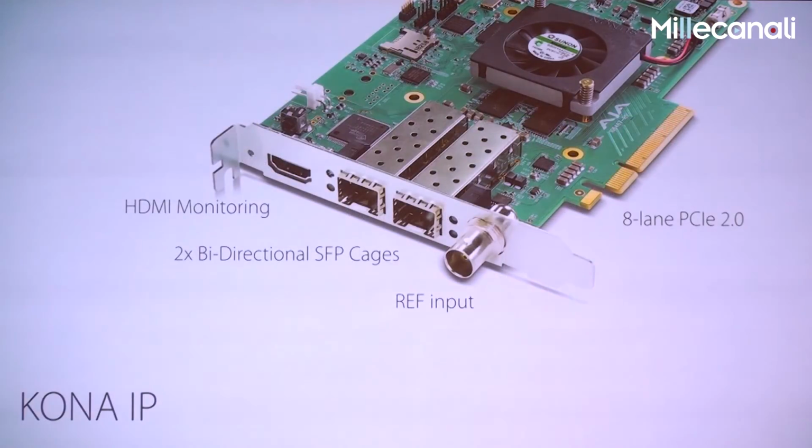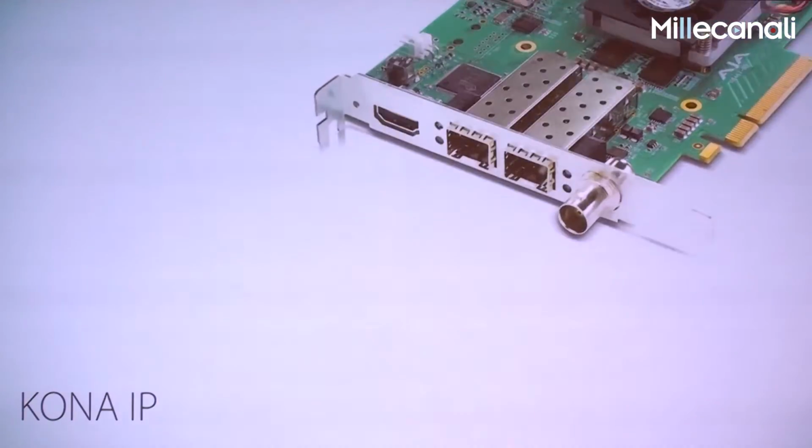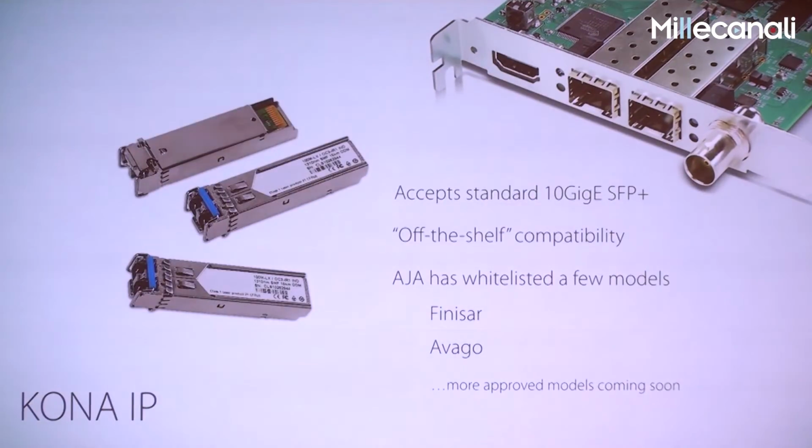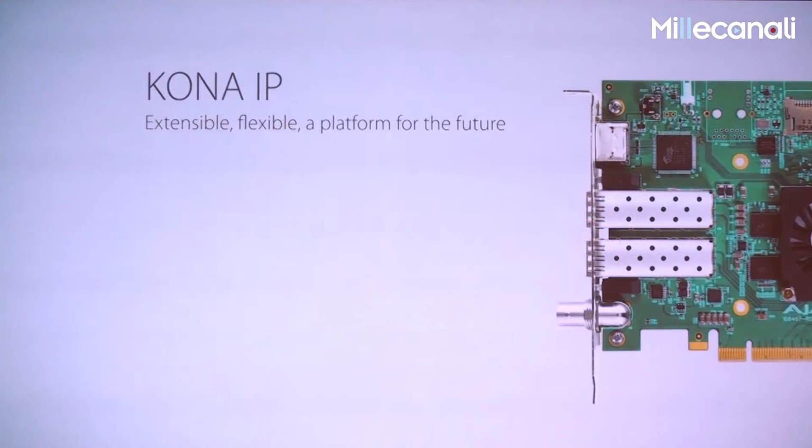A quick look at the connectivity, pretty straightforward because it's IP video. There's an HDMI output on it, which is really nice if you have to monitor locally but have IP video traveling distance. 2 SFP cages, which I'll talk about, a reference input, and it is an 8-lane PCIe 2.0 card. Those SFP cages take standard off-the-shelf 10 gig E SFP Plus modules. So these can be purchased off Amazon or any integrator. Standard stuff, nothing proprietary going on. And for optimal performance, we have whitelisted a few models initially from those 2 companies and more on the way. And they're all readily available anywhere.